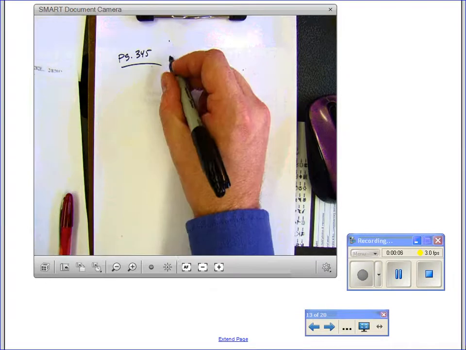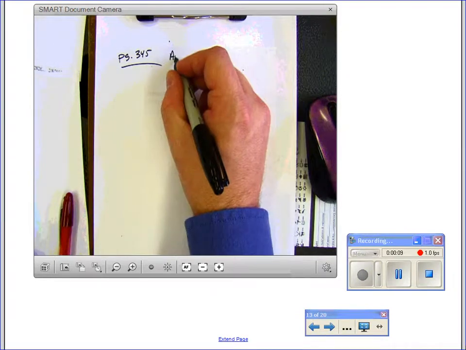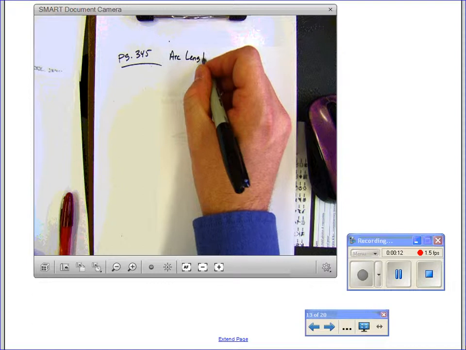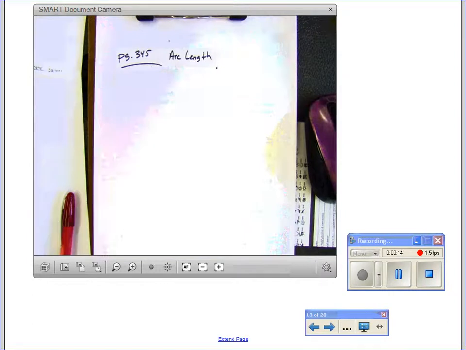All right, we're going to look at what's called arc length. Okay, so it's just like it sounds. We know what an arc is, right? Like a curve. We're going to take the curve off a piece of a circle and figure out how long it would be.